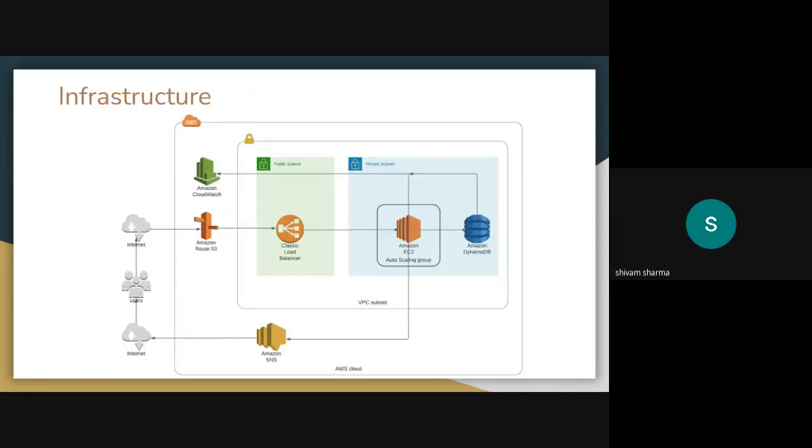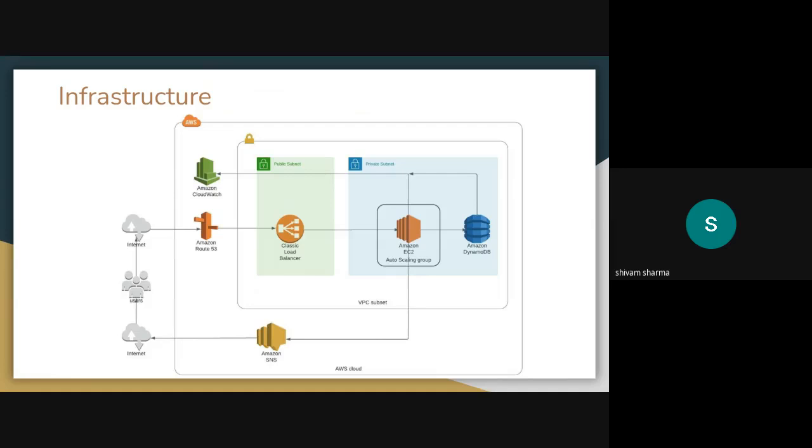Next slide. This figure shows the complete infrastructure of the software. All of this is hosted under AWS VPC. It lets us provide an isolated section of the AWS cloud where we can launch AWS resources in the virtual network that we have defined. There are generally two kinds of subnet in VPC: a public one and a private subnet.